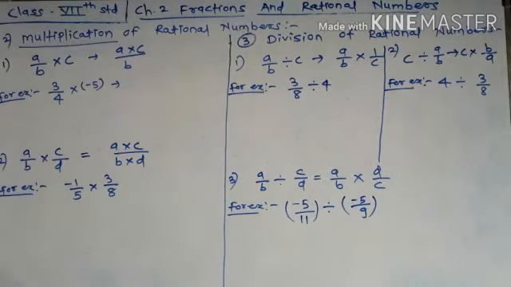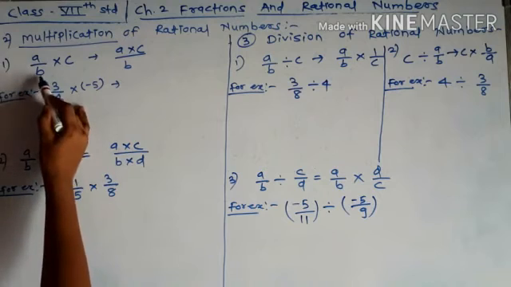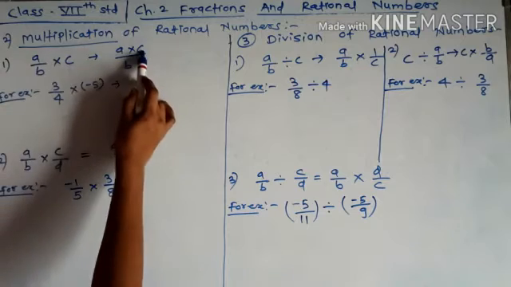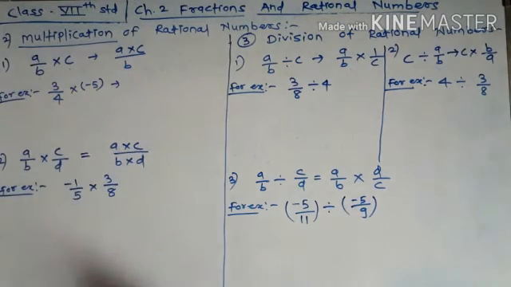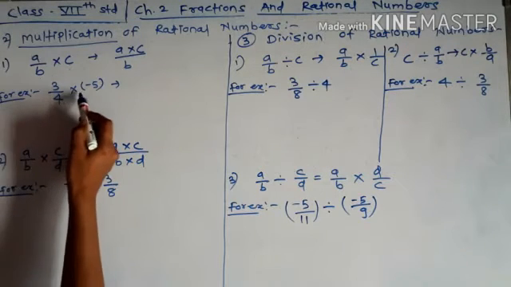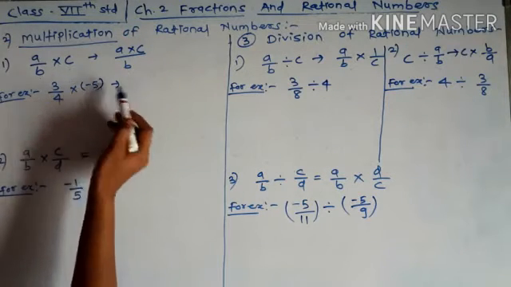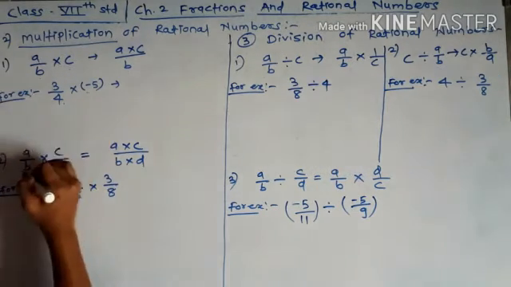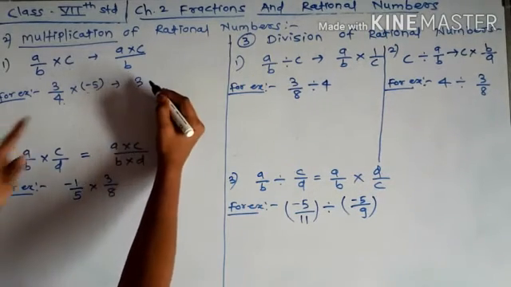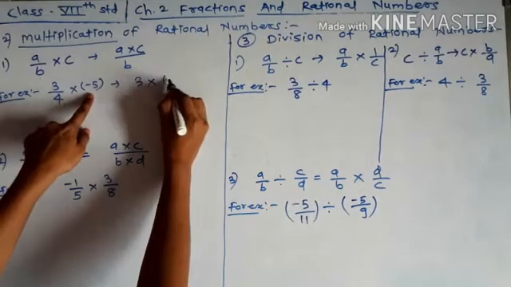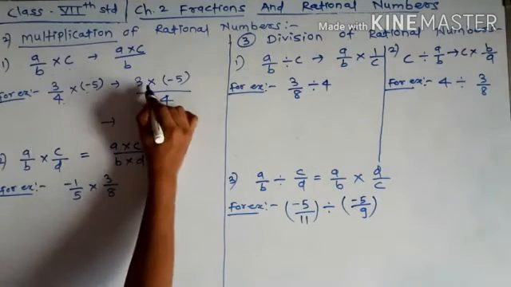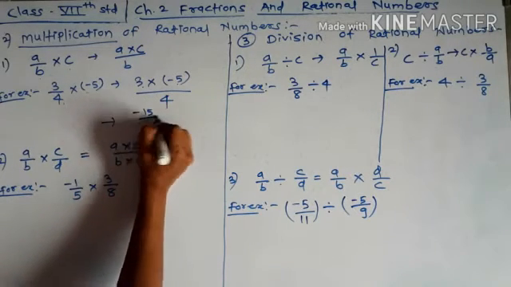Next we see the multiplication of rational numbers. To multiply a rational number with a whole number, we just multiply the numerator with the whole number and the denominator remains the same. For example, here we take 3 by 4 as a rational number into the integer minus 5. Then to multiply these two numbers, we just multiply the numerator with the integer and the denominator remains the same. Then we get 3 into minus 5, that is minus 15 upon 4.